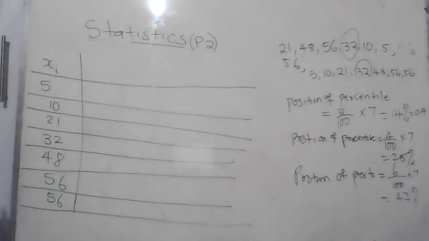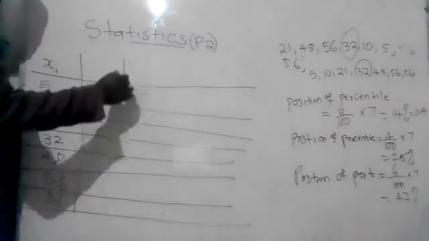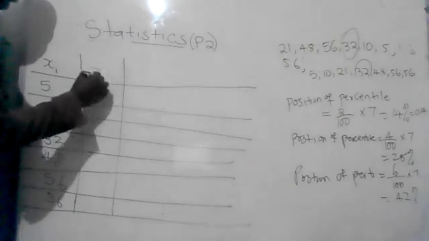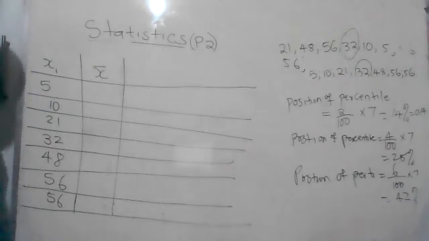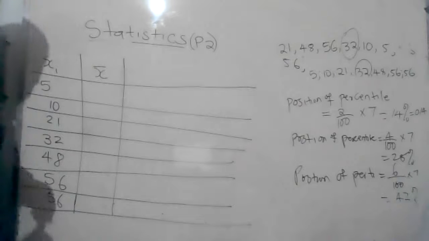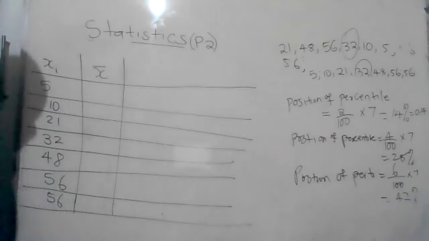On this data, we have to find the mean, which is represented by X bar, right? We calculated the mean previously. Can any one of you remind me, how do we calculate the mean?